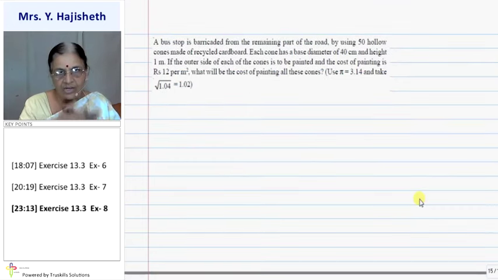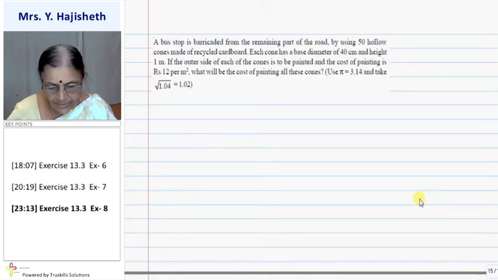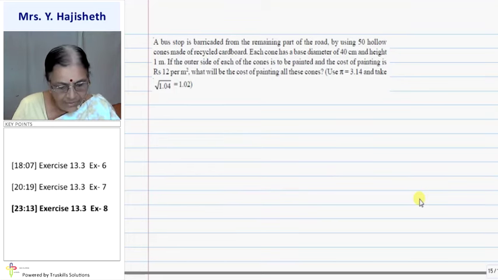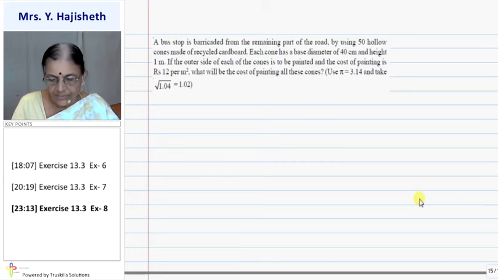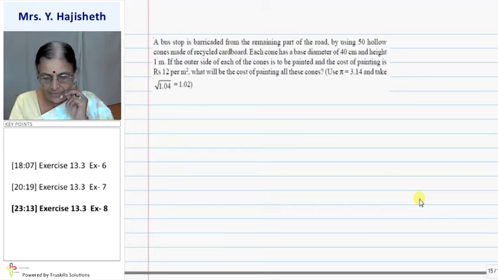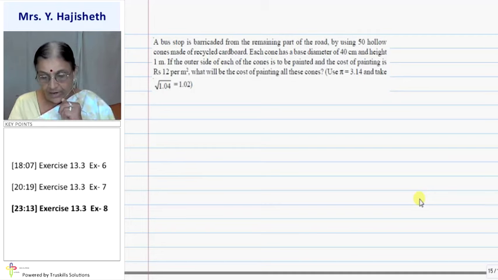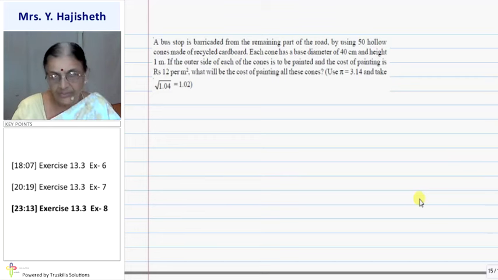Now the bus stop. It is a sum based on bus stop. Bus stop is barricaded from the remaining part of the road by using 50 hollow cones made of recycled cardboard. Each cone has base diameter 40 cm and height 1 meter. One measurement is in meter, one in centimeter. Either you should convert everything in meter or you should convert everything in centimeter. If the outer side of each of the cones is to be painted and the cost of painting is rupees 12 per meter square. See, cost is per meter square. So we should find out the curved surface area also in meter square. What will be the cost of painting all these cones? Pi should be taken as 3.14 and under root 1.04 should be taken as 1.02. Everything is given.